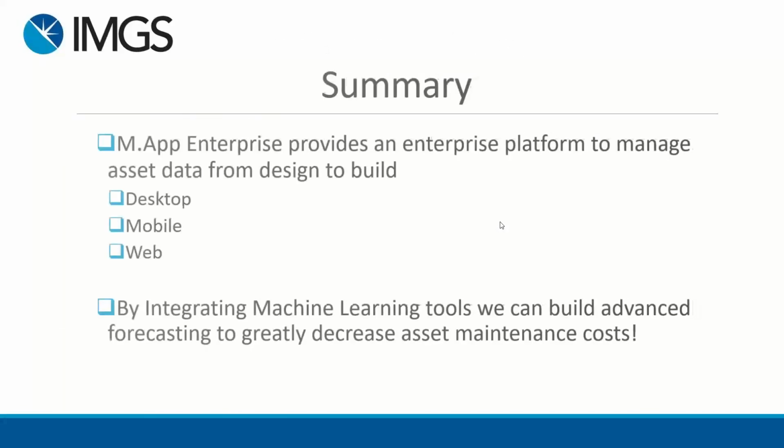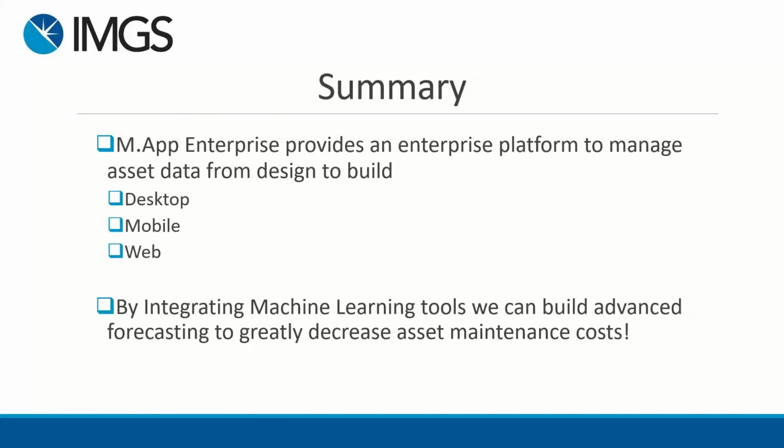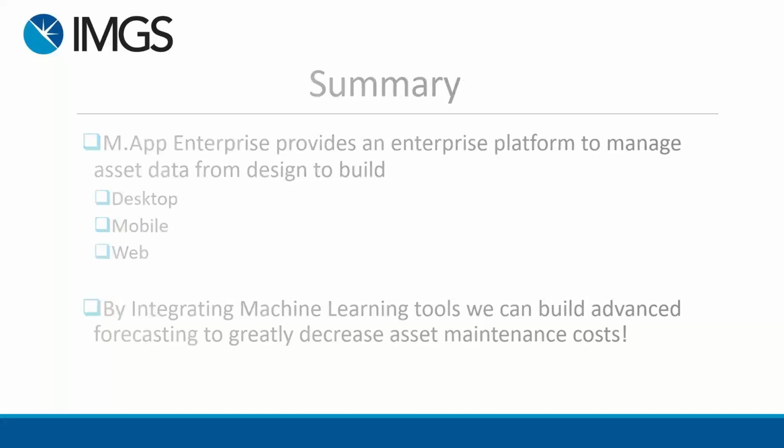Okay, and just in summary, I'll do the last couple of slides and then we'll take questions. MApp Enterprise provides an enterprise platform to manage asset data from design to build. Like we showed today, how we were updating the status. Of course, we could have captured the location of the asset. We could have marked up that asset pole when it was being built in the system as well. And we've got a desktop, web, and mobile application for that. And by integrating machine learning tools, we can build advanced forecasting to greatly decrease asset maintenance costs.